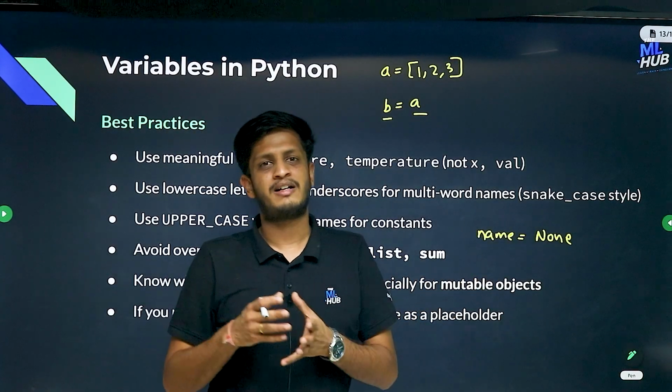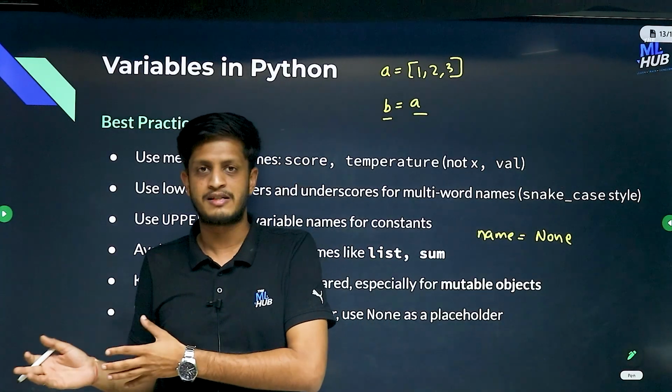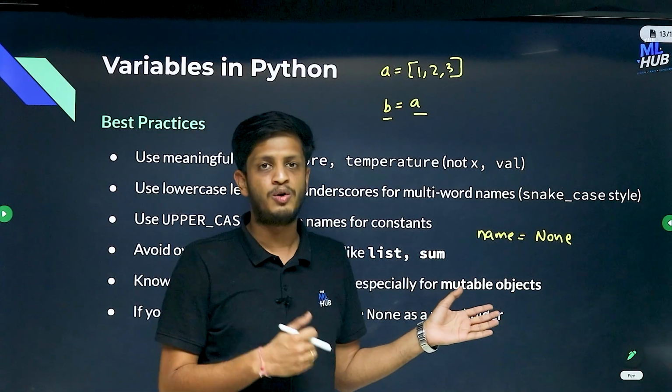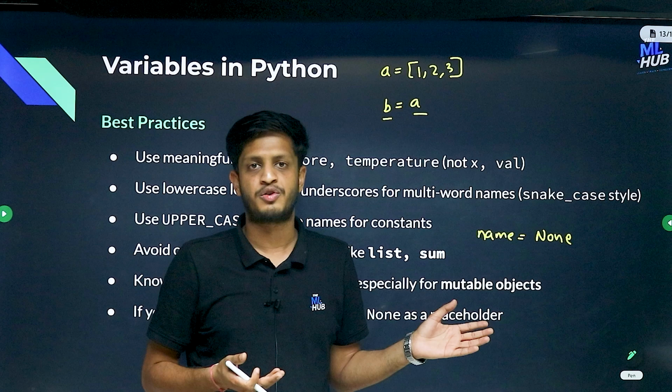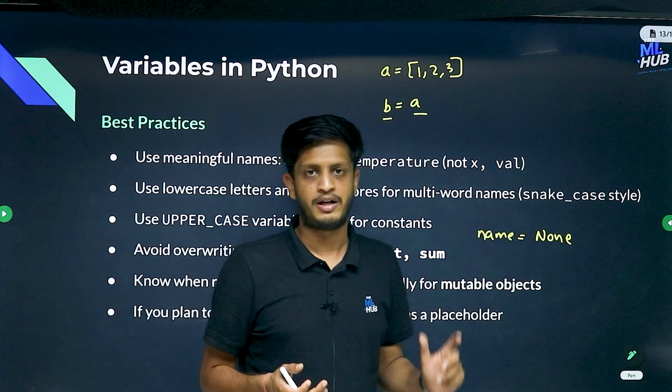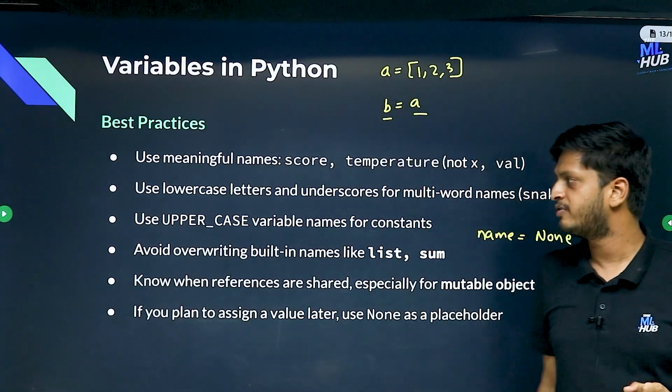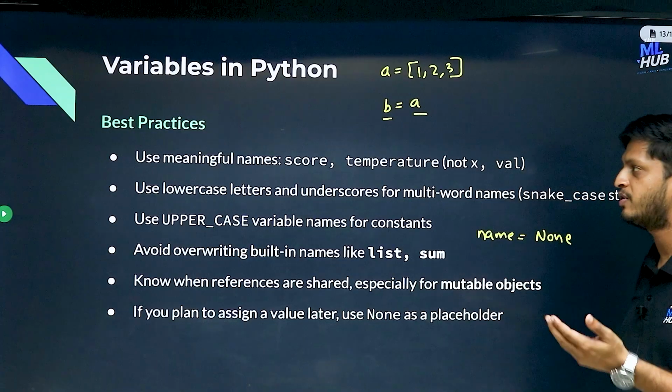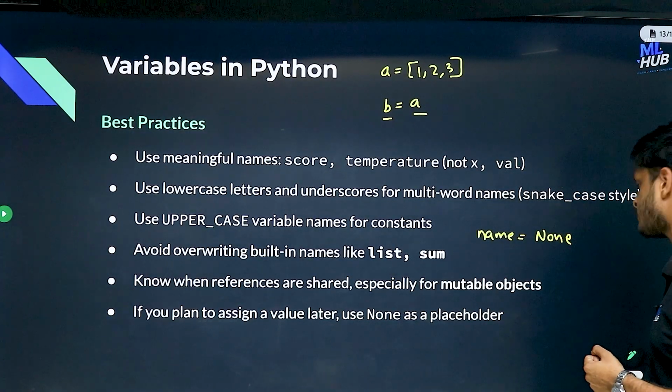I might use it at some other point in time in the same program, but right now I don't know what the value should be or what data type it should have. Then you can just assign None to it. These are some of the best practices to follow while you are using variables in Python.